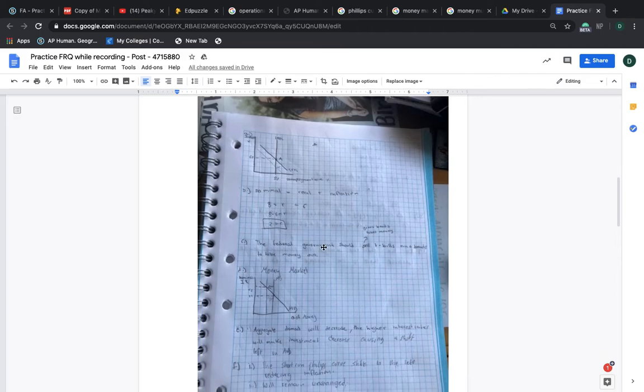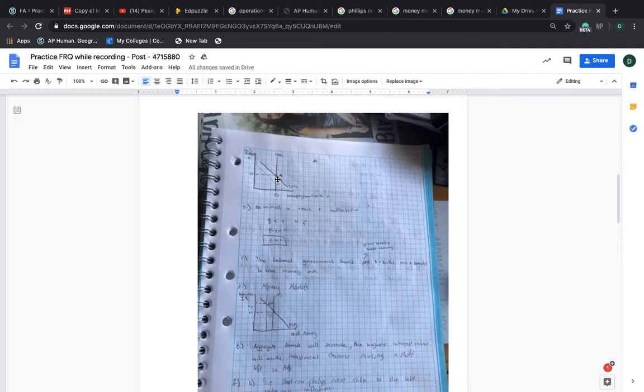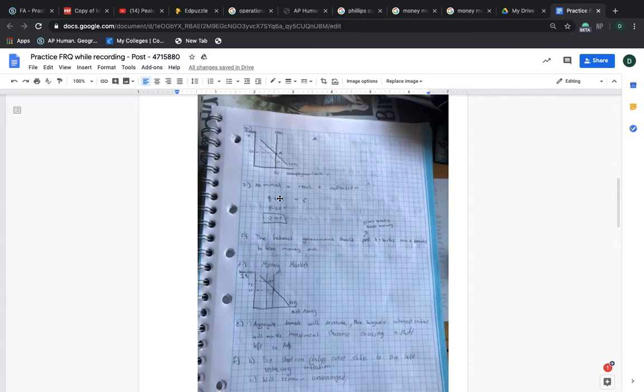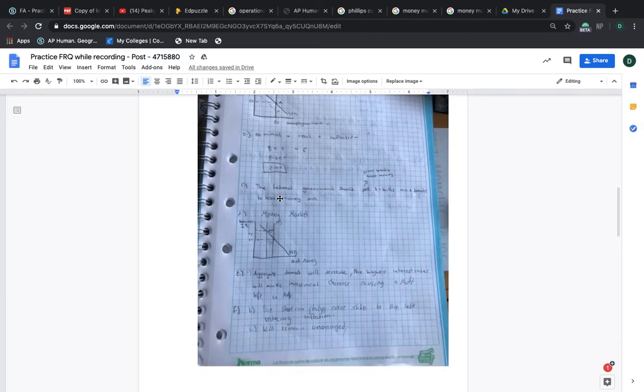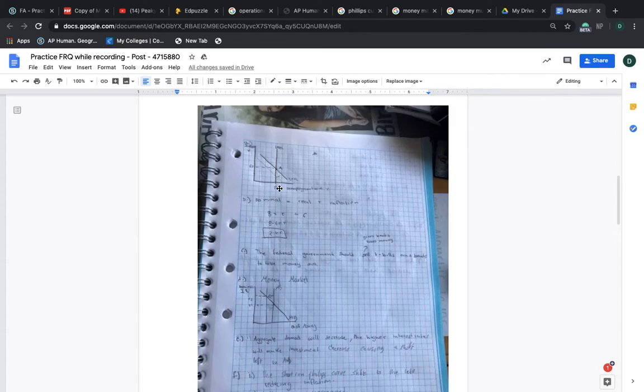We can see the 5%. That is the unemployment, the natural unemployment rate, and we can see that it is at equilibrium and the point is labeled A. This is the long run and the short run Phillips curve.